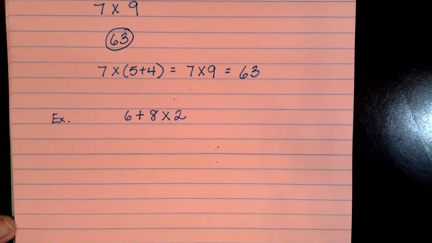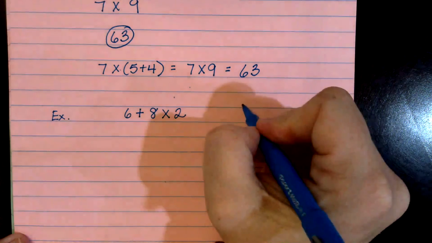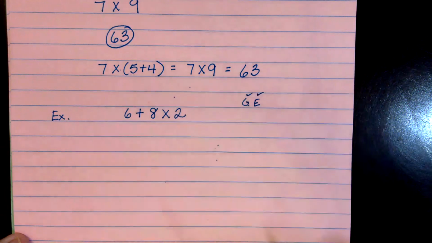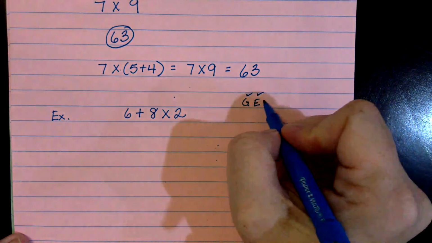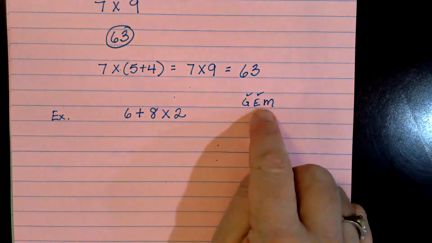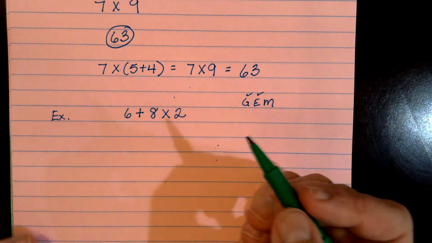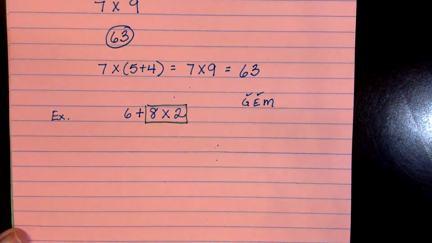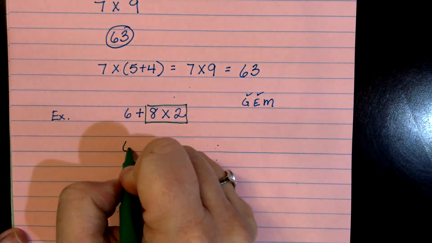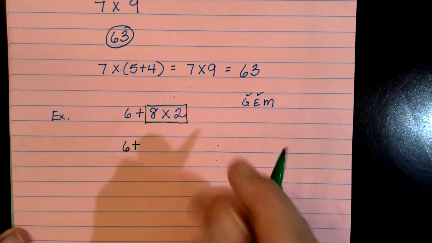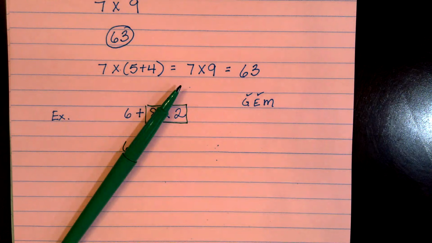With this example, we don't have any groupings. We don't have any exponents, but we do have some multiplication. So we're going to go in and do the multiplication first because that's what comes next in our order of operations. This part right here is our multiplication. So I'm going to bring down my 6 plus because I know I'm going to add something to it.